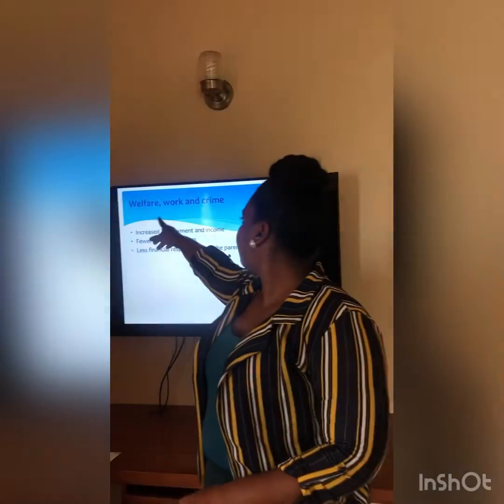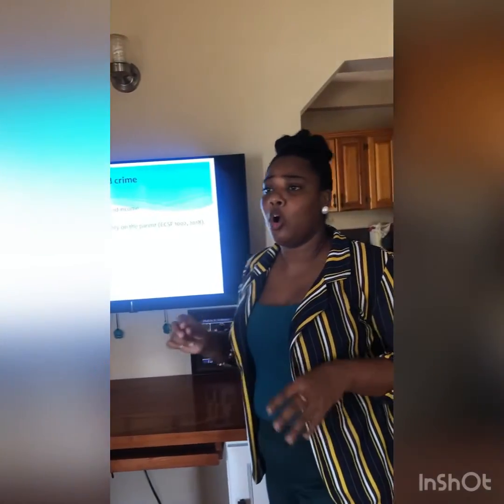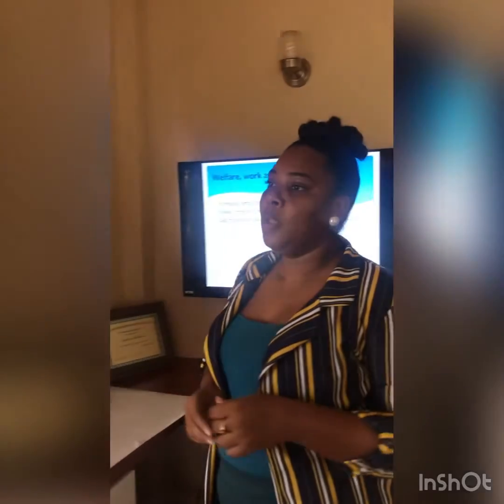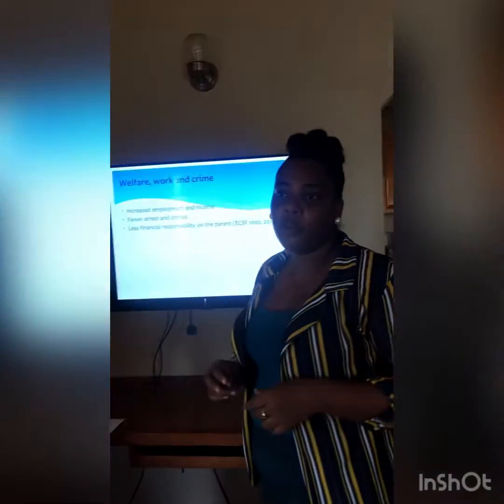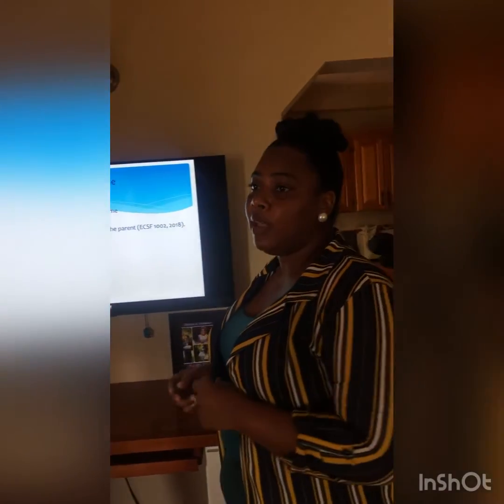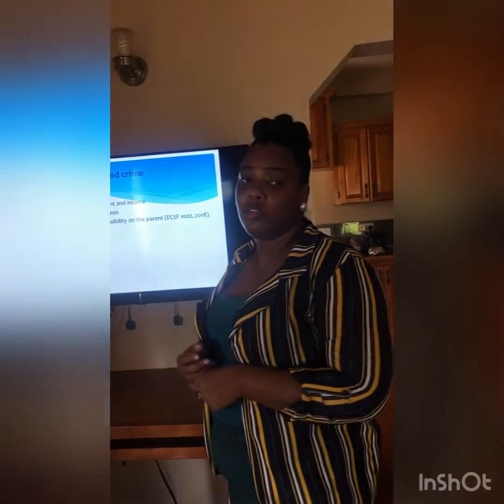3. Welfare, work, and crime. A child with Down syndrome may be able to find a job and take care of themselves financially. This reduces the need for dependency on the state for an income. Parents may have less financial responsibility. Independence, education, and money may reduce crime rates.